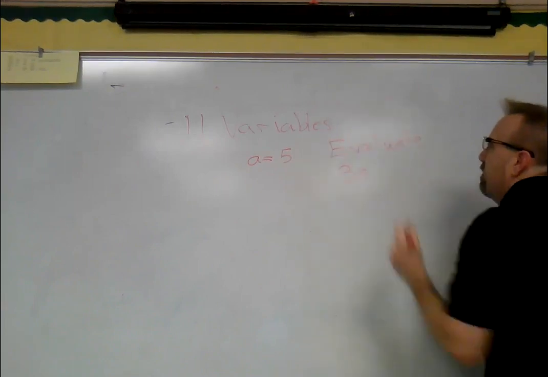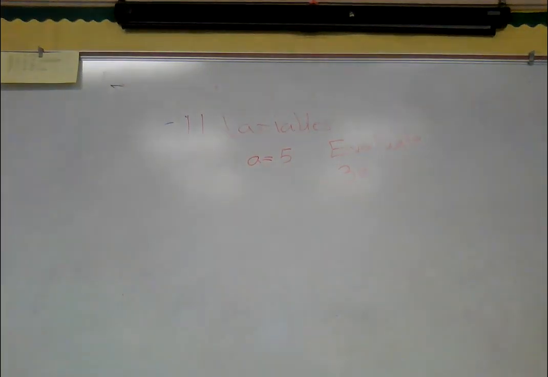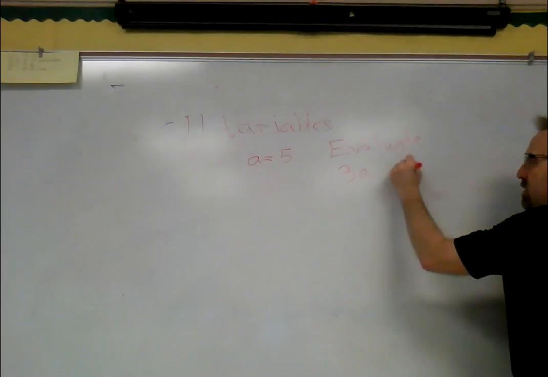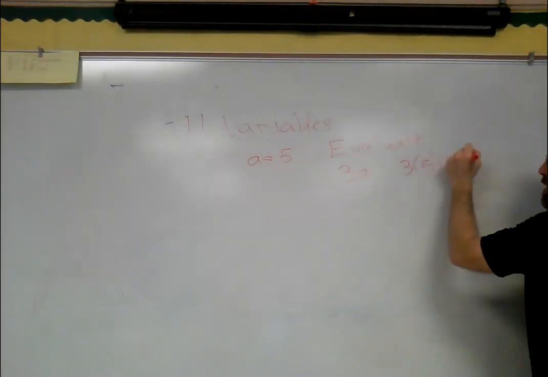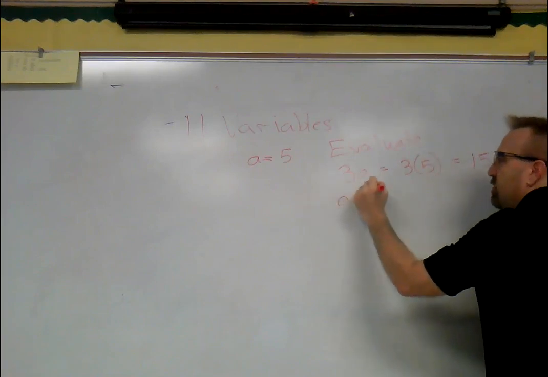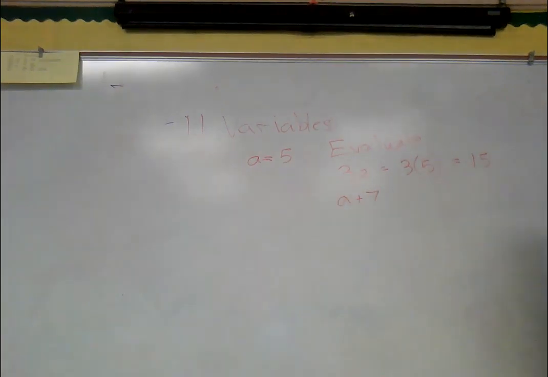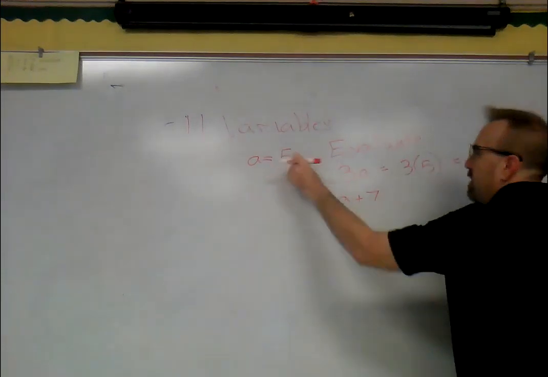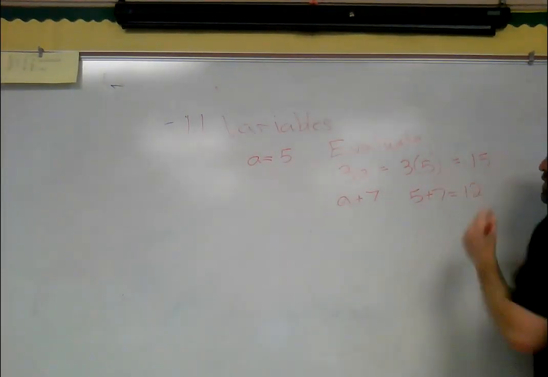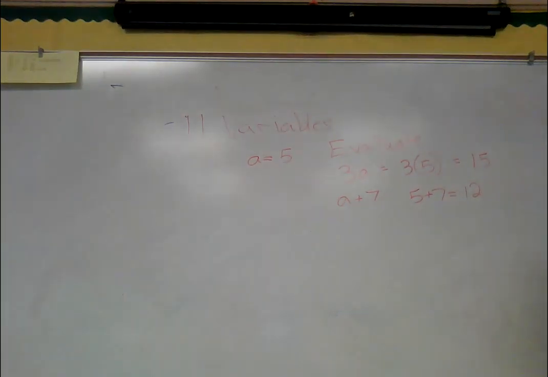So if we have the problem 3a, we know that a is 5. What could we do with that 5? Substitute it in and then multiply it to get 15. Likewise, if we have something like a plus 7, we take what our variable is and substitute it in. 5 plus 7 is 12. So we're taking an unknown and putting it in.